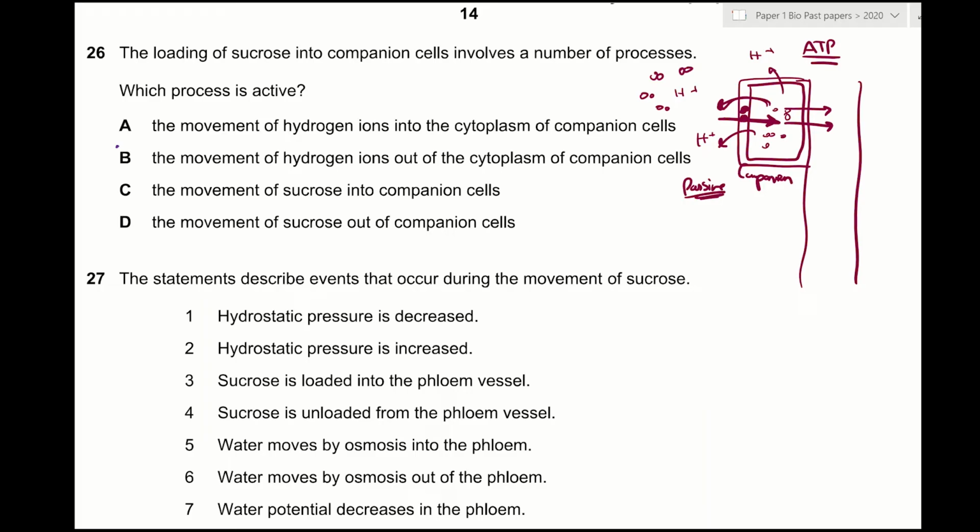Then once the sucrose is inside the sieve tube elements, water moves into the sieve tube elements by osmosis, down the water potential gradient, and a hydrostatic pressure builds up. Now, out of everything I just said, the only thing that is an active process that requires ATP is pumping of hydrogen ions outside the companion cell. So the only correct answer is going to be B.